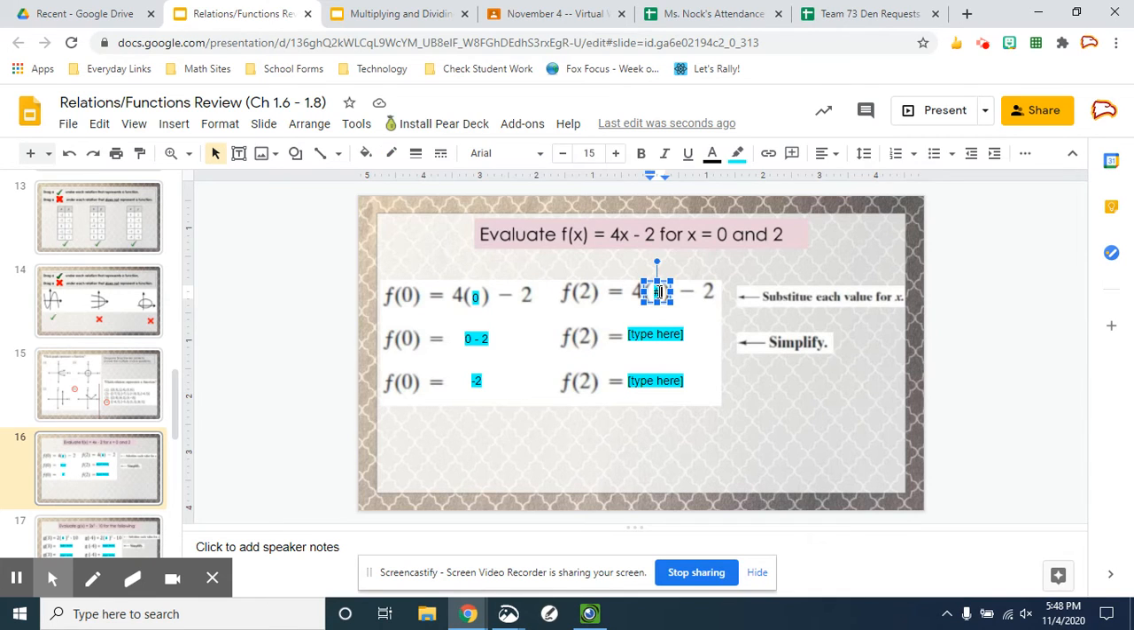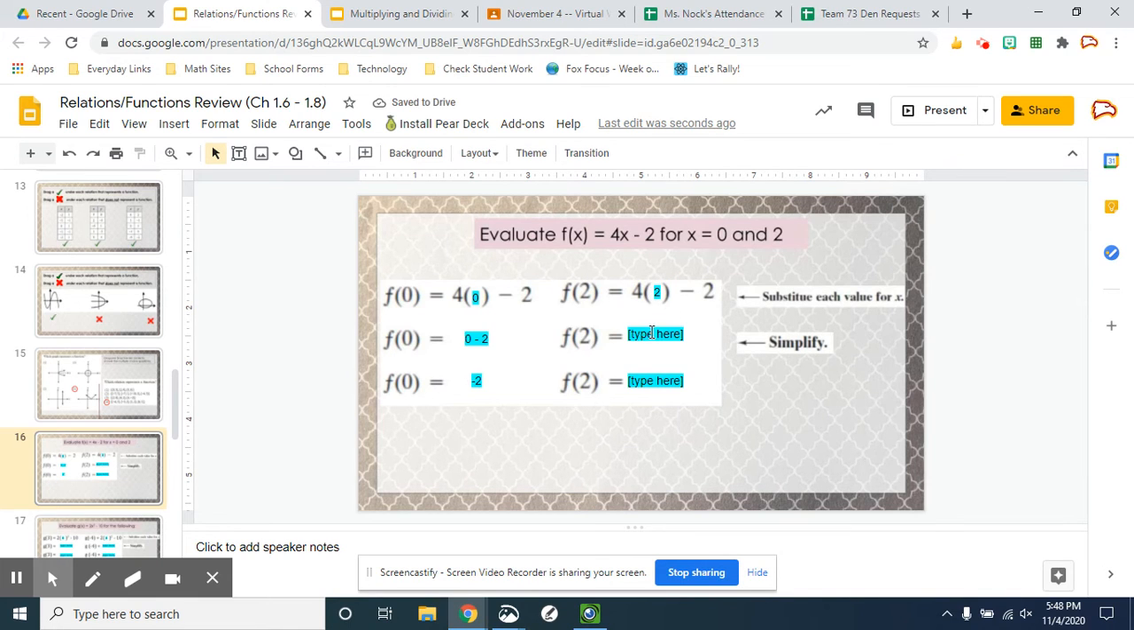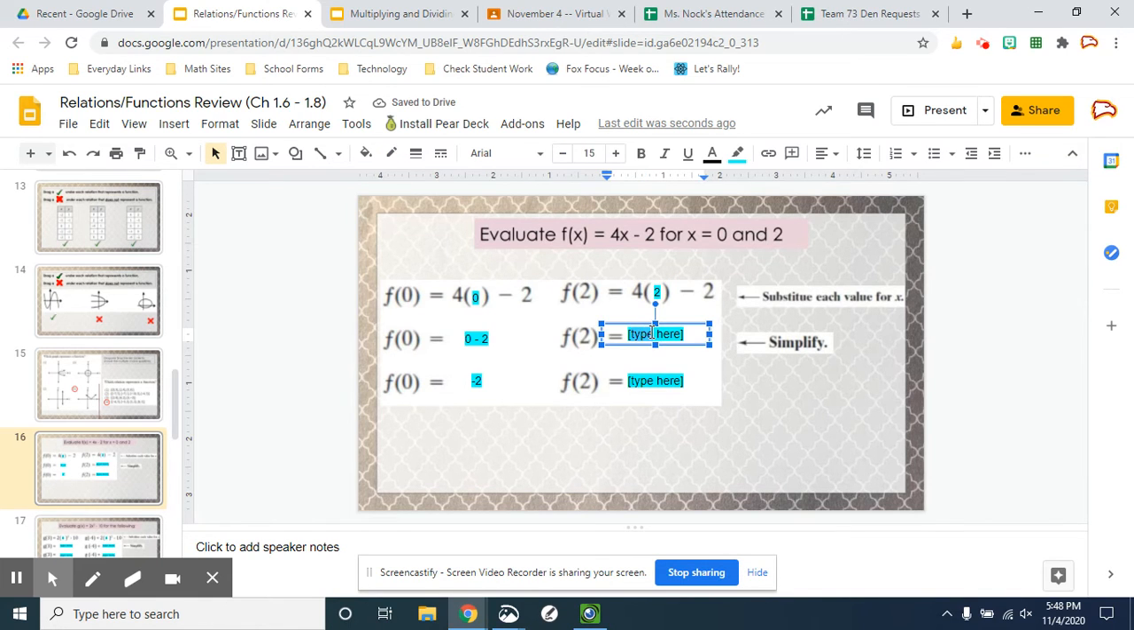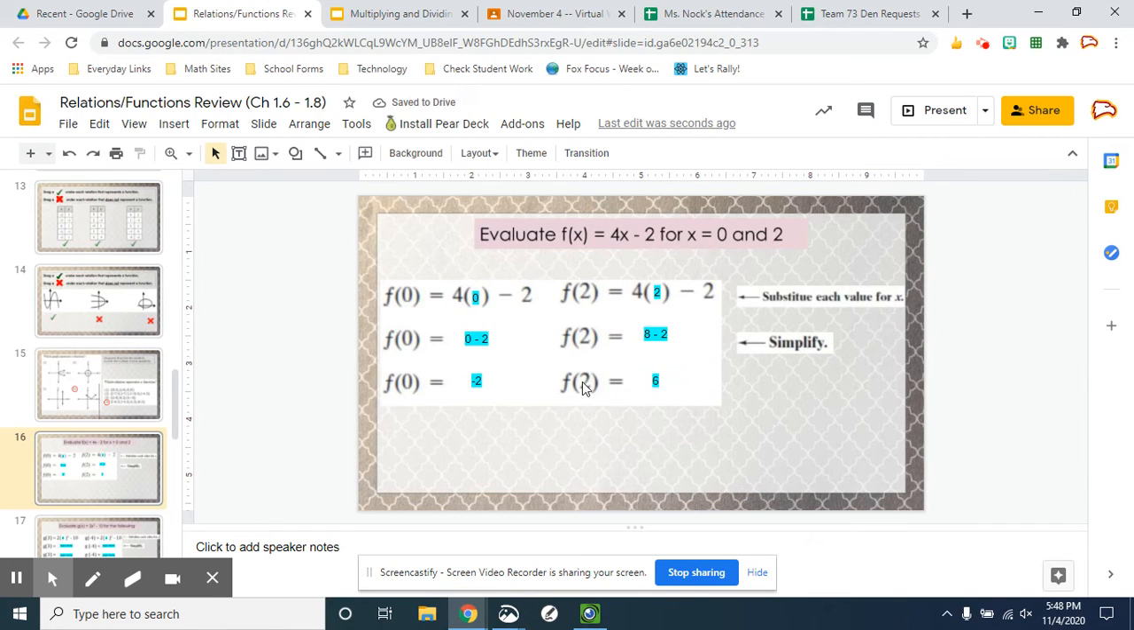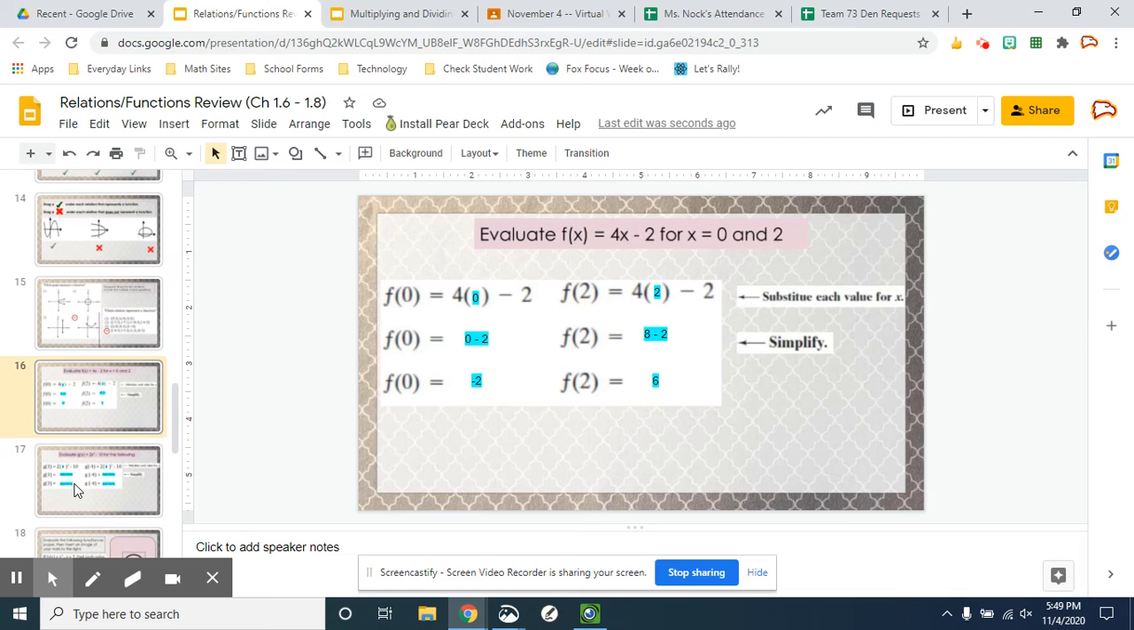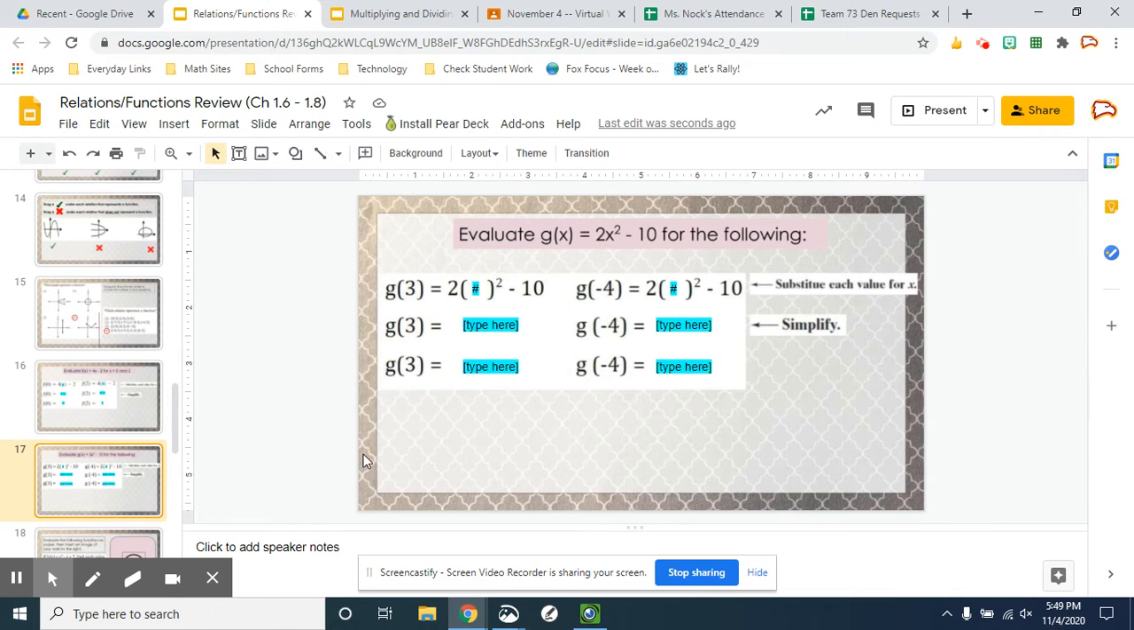All right, so let's do it again, and we're going to do it with an input of 2. So 4 times 2, we get 8. Minus 2, then 8 minus 2 is 6. So if you plugged in 2, 6 comes out. 6 is dependent on that 2 being there.